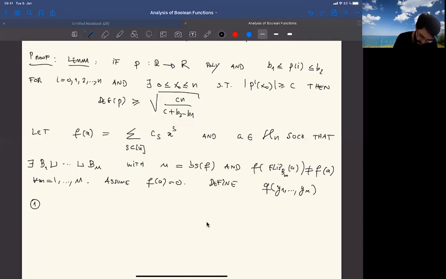So you set xj to be yi if aj is zero and j is in one of these blocks. Okay. So if you have one of these blocks, and aj happens to be zero, then you set xj to be ym if j belongs to bm. So all the variables in bm, you set to be equal to ym if aj happens to be zero.